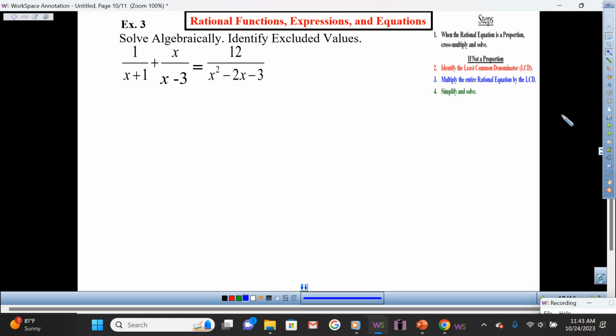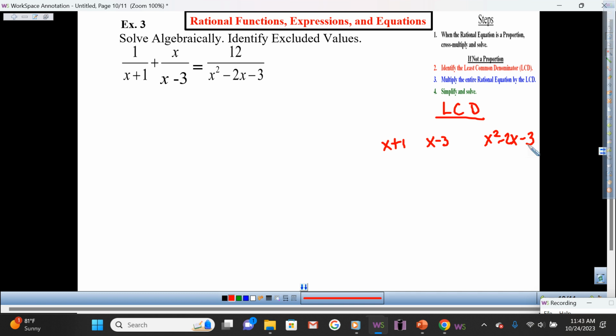So, do we have a proportion? Yes, no, maybe so? No, because we have 2 fractions now equal to 1 fraction. Therefore, we go straight to our what? LCD. We got x plus 1, x minus 3, and x squared minus 2x minus 3.